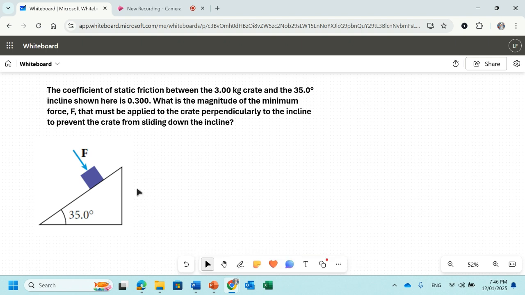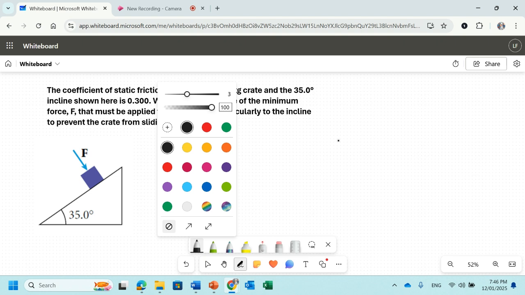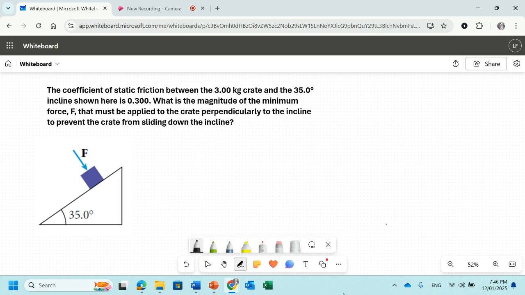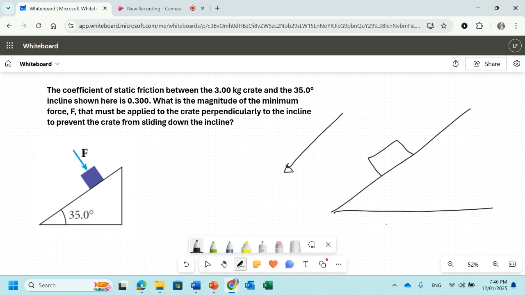Okay, so first step, we have to draw the free body diagram. Understand the question, draw the free body diagram, all the forces acting on the object. So here we have the inclined surface, and I have a force acting perpendicular to the object, and it prevents the object from sliding down. So the object is supposed to slide down. This is the direction of motion, and this object, I can just redraw this one.